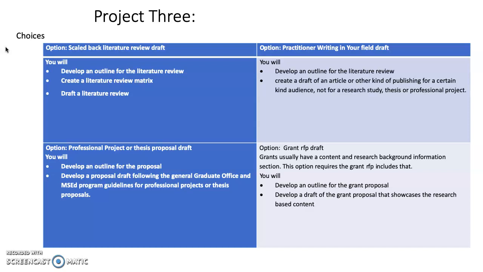the proposal and develop a proposal draft following the Graduate Office and MS-Ed program guidelines for professional projects or thesis proposals. Option 4 is a draft of a grant request for proposals, and that allows you to outline that and develop the draft and receive some feedback on that. Most everyone will be looking at options 1 and 3 for this particular course.